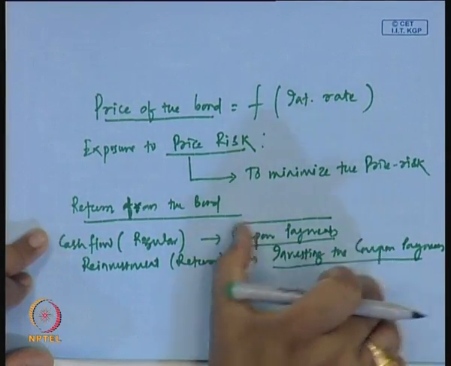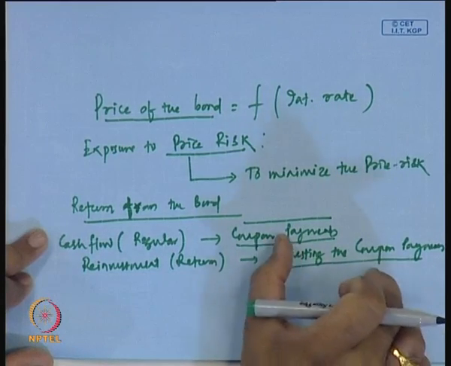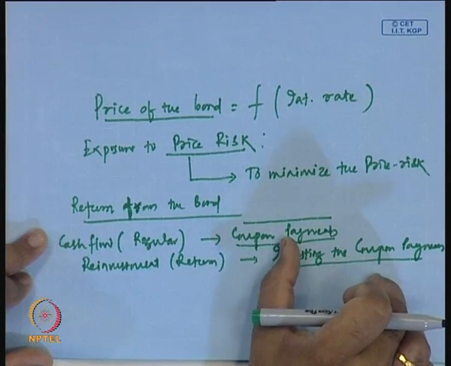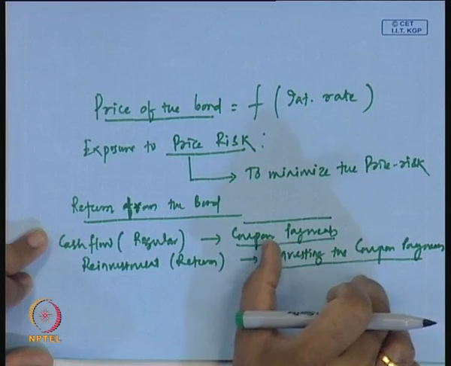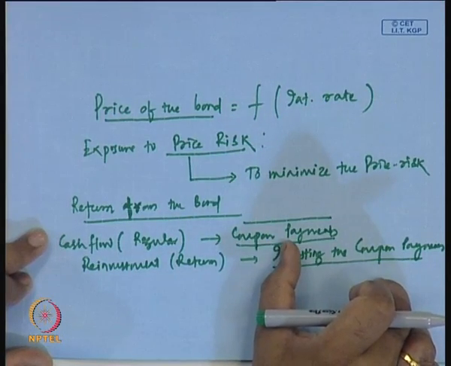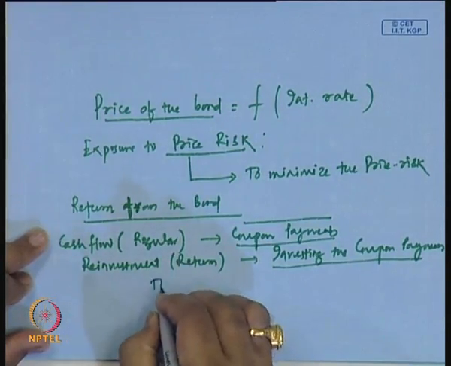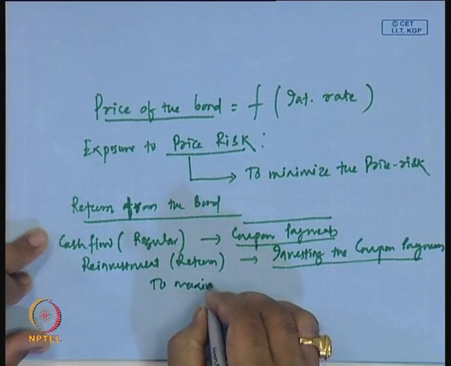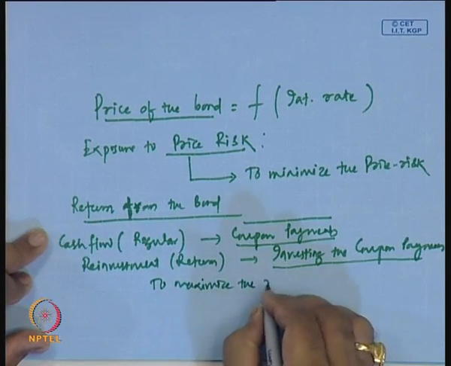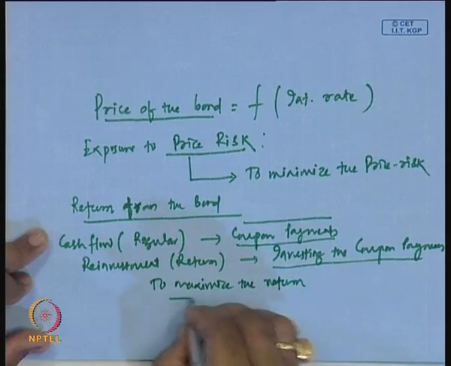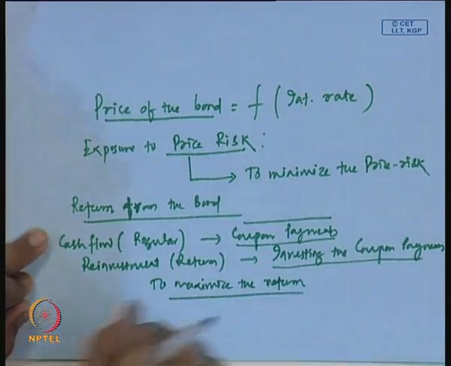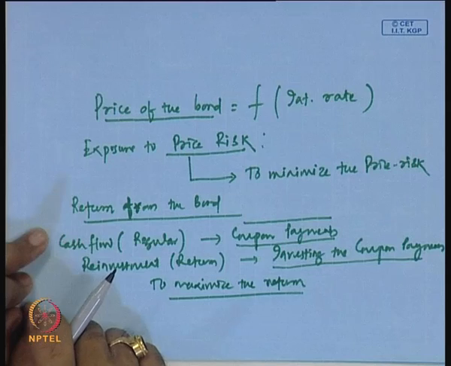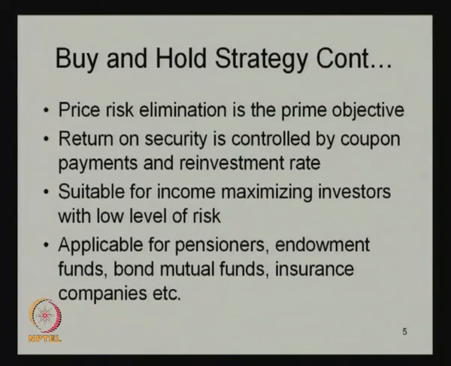So, these are the two components that the investor always expects to get in the interim period to maximize the return. The return from the security comes from these two sources. Then, who basically uses this philosophy or this strategy in the market?